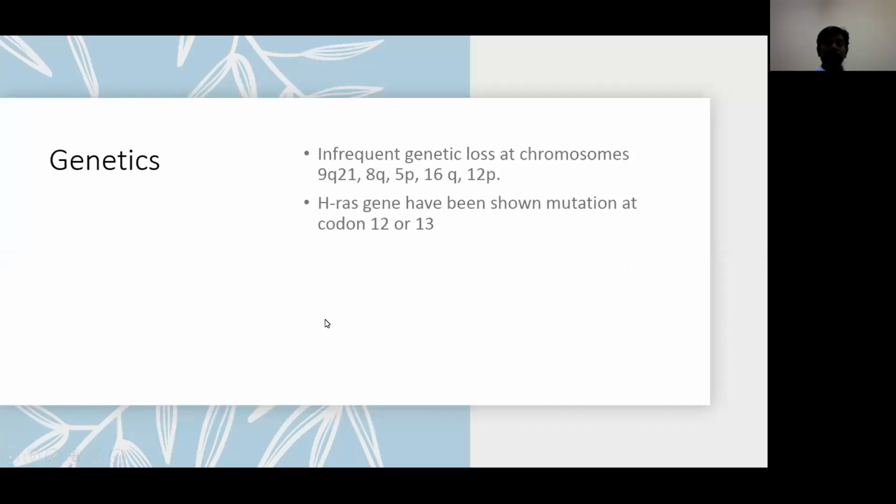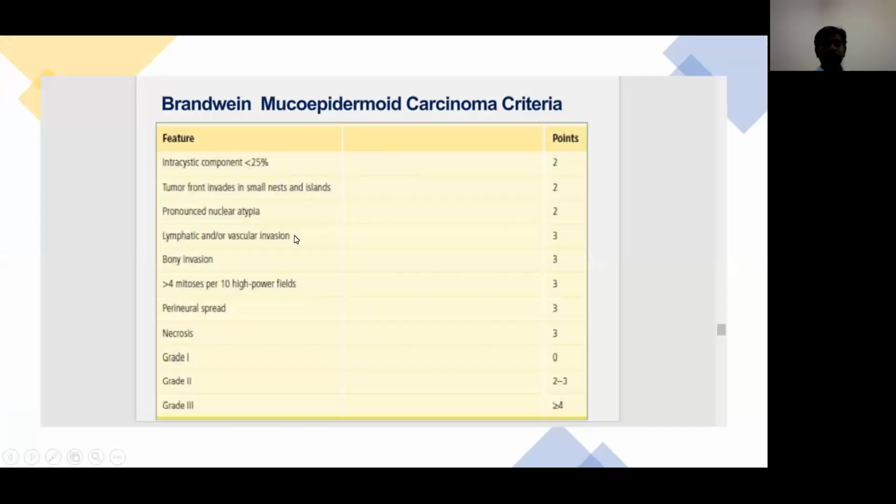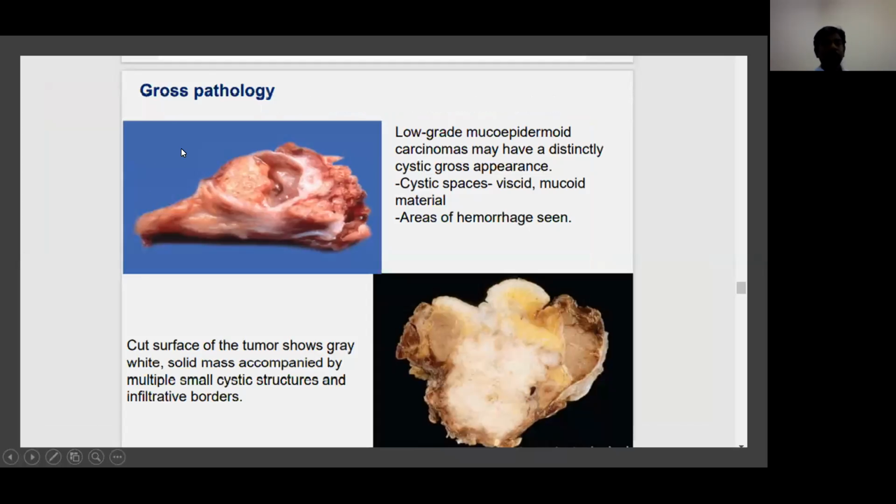Okay, it also has genetic loss of chromosomes 8, 9, 5, 16q and 12p. The HRAS gene also shows mutation in this tumor. So there is a criteria to follow, according to the histological features, and you give them a score, and accordingly the prognosis is predicted. Okay, so grossly you have this tumor with this cystic area.